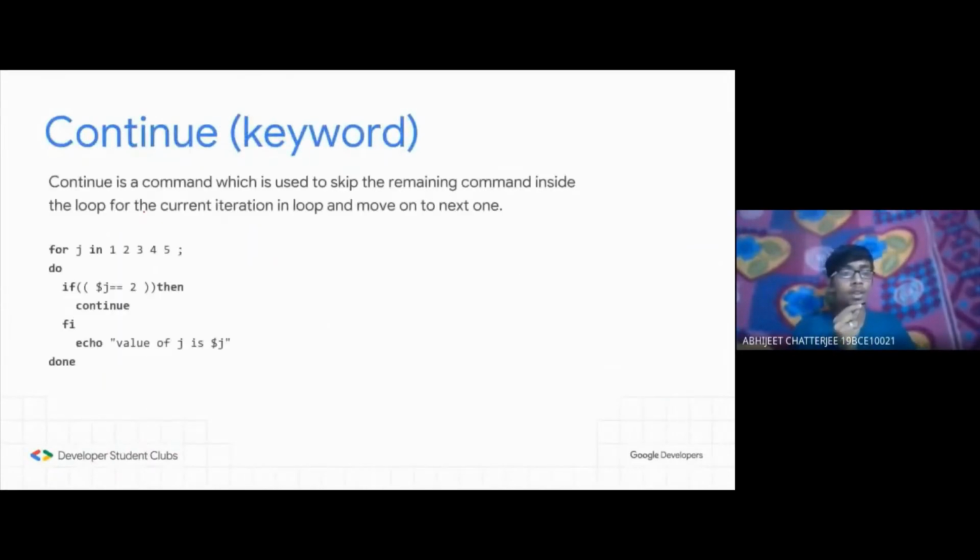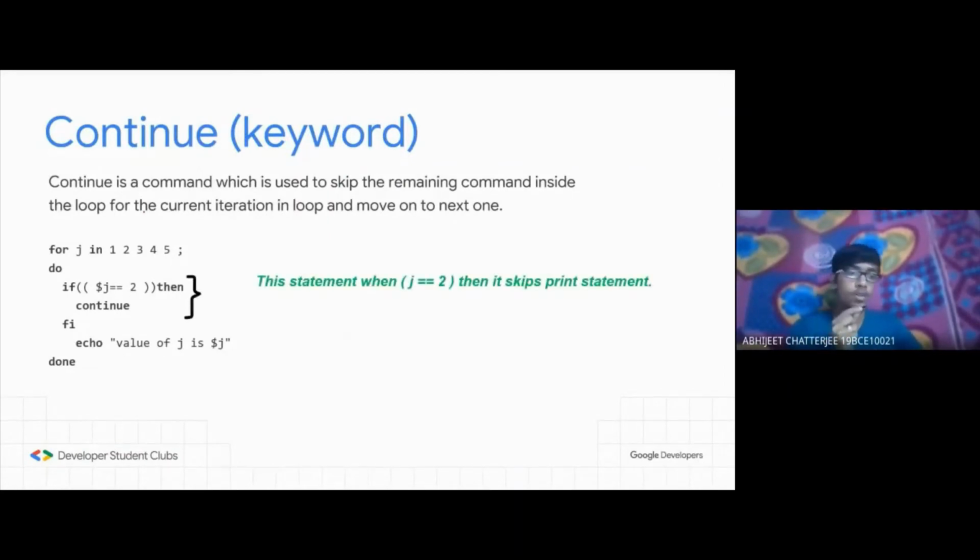Then we have the continue command. Continue is used to skip a particular iteration of the loop and move on to the next one. Let's use the similar code which we used earlier. In the previous code, when the value was equal to 2, it broke out of the loop. But what this does is it will skip the current iteration and move on to 3, that is the third element of the list.